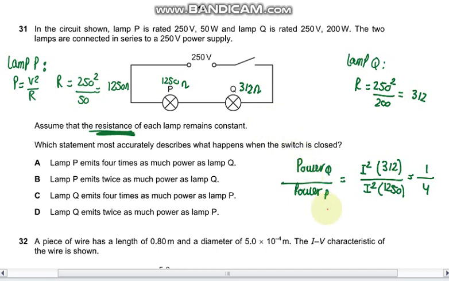So the power of Q would be I square R. I is constant, it is the same because that's in series, so I square R 312 over I square 1250, so that would become 1:4. So the power of P is 4 times the power of Q. So lamp P will emit 4 times as much power as lamp Q.